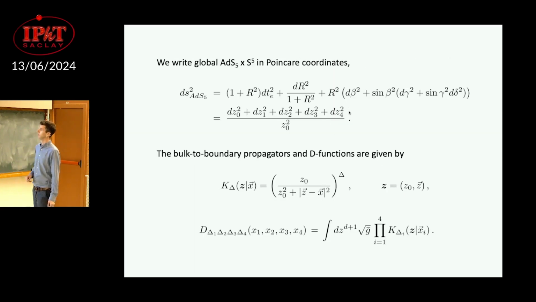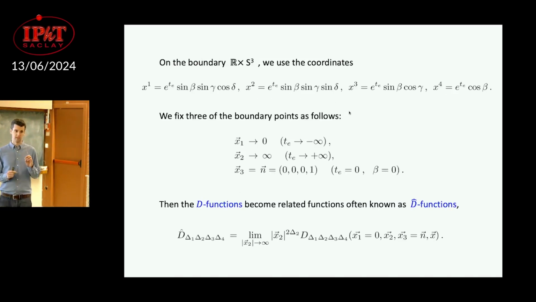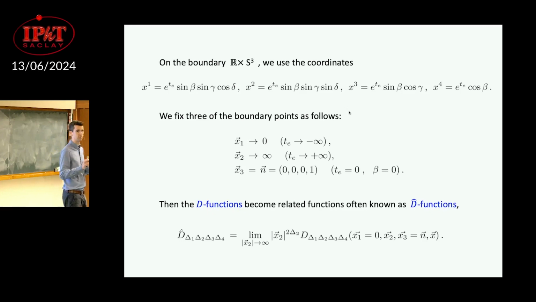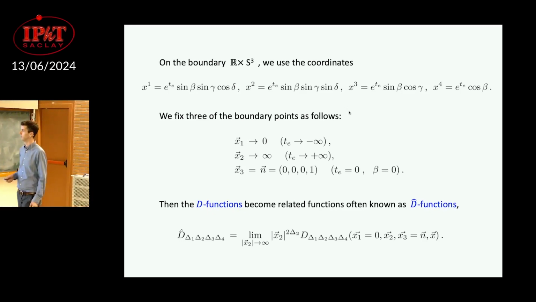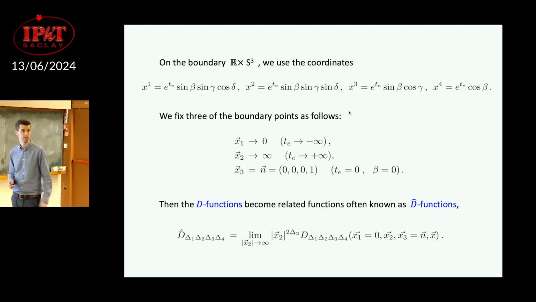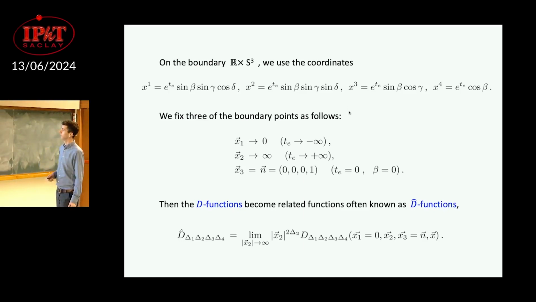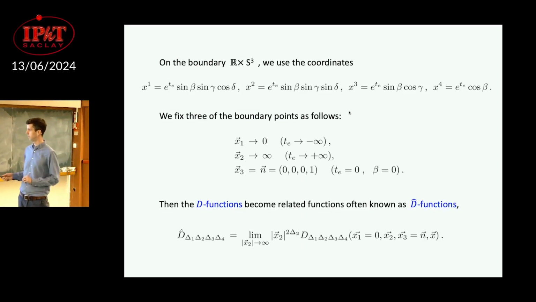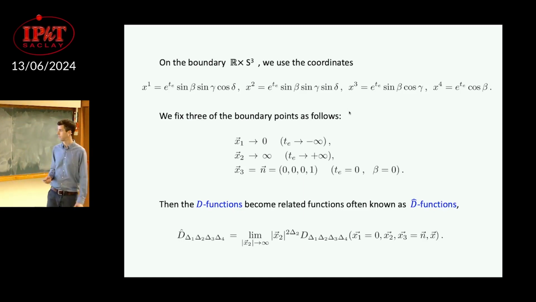And so just to give a little bit of meat to those words, when one rewrites global AdS5 times S5 in Poincare coordinates, one can write down the explicit expressions for the bulk to boundary propagators and the D functions. It's convenient to fix, as usual, 3 points of the correlator to be 0, infinity, and some particular point 1, which is the north pole of the S3 at the boundary. And when one does so, the D functions that appear in the gravity answer become related functions known as D hat functions.